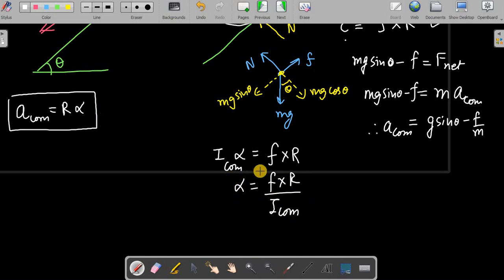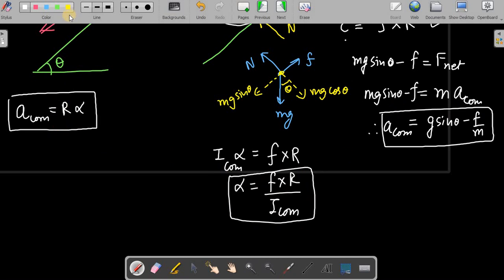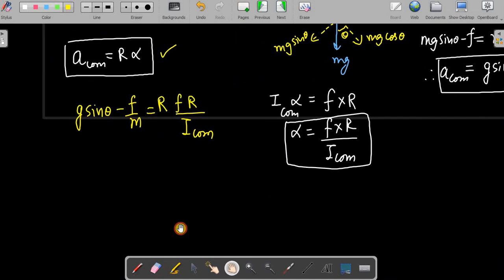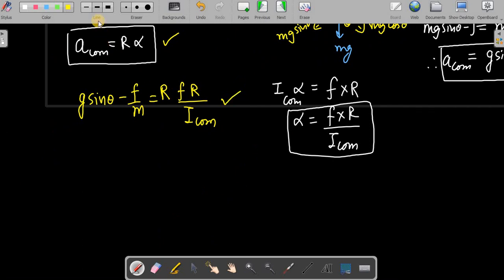So let us substitute here this acceleration of center of mass, which we calculated from the force equation, and alpha from the torque equation. If you substitute it here, what do you get? This acceleration is g sin theta minus F by mass, and R into alpha. Alpha is F r by I center of mass. So from this, let us try to solve this equation. Now what do you get from here? I think we can try to calculate friction, isn't it?